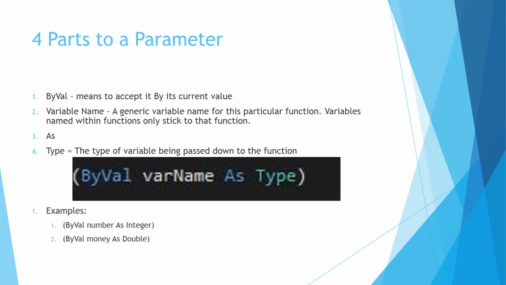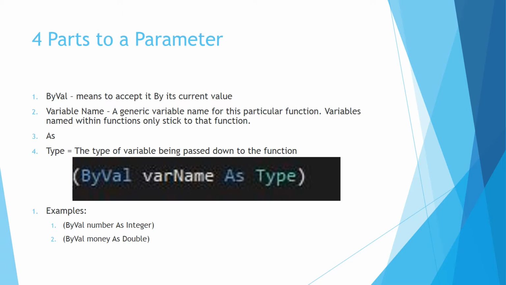The variable name is the second part, and this is where a lot of people get confused because it's a generic variable name for this particular function. Variables named within the function only stick to that function. So it is perfectly acceptable to have a variable named number in a button and have another variable named number in this function as a receiver for the information. Both of those are perfectly acceptable.